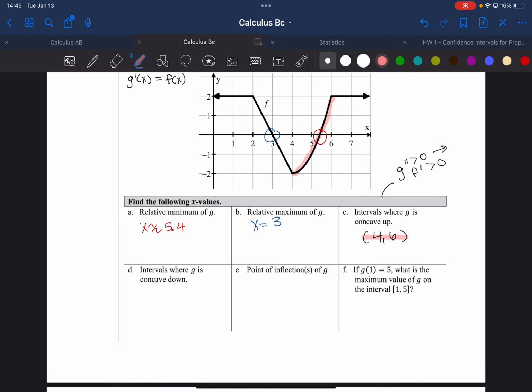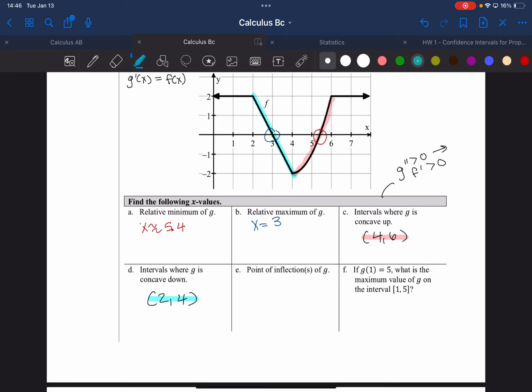Okay, part D says the interval where g is concave down, so it's going to be the opposite now. Now we're looking for when f prime is less than 0, so a decreasing slope, and that would be where? 2 to 4, so this side. Okay, and I'm trying to color code as we go to make it easier when you refer back to the notes. Okay. Part E says point of inflections of g.